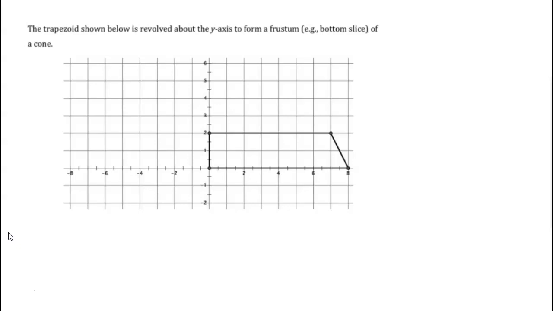The trapezoid shown below is revolved about the y-axis to form a frustum of a cone. So there's a vocabulary word that you want to make sure that you capture, frustum. It's the bottom slice of a cone. If you think about a cone like such, if you were to take it and just chop the top of it off, you would have a flat top and a flat bottom. You would have a circle. So let's take a look at what that looks like here.